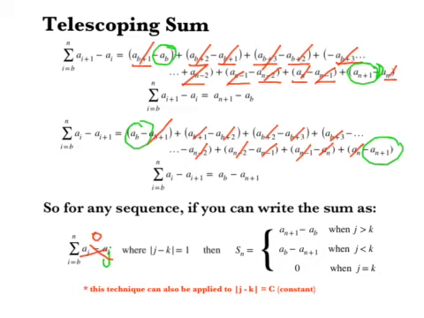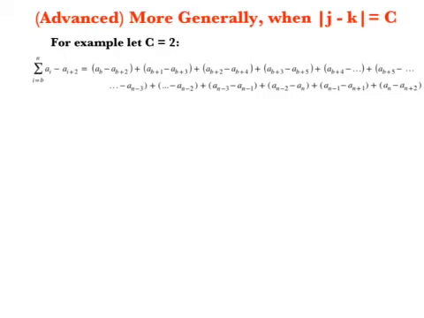But what I think is important to note is that this technique can also be applied when j minus k is a constant. It doesn't only work in this case, and we'll see that in the next slide. This is a little bit, I wouldn't say outside the scope of the course, but we really didn't cover examples where the terms didn't differ by 1. But in fact, it does work if the terms differ by any constant.